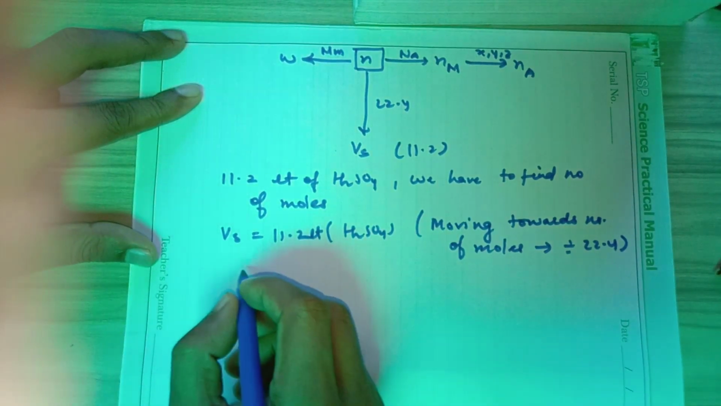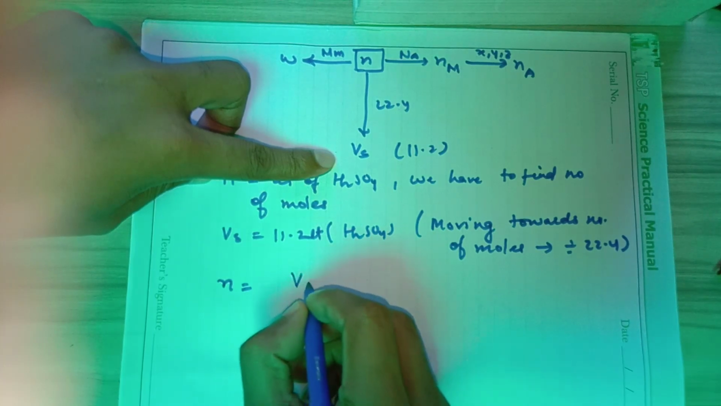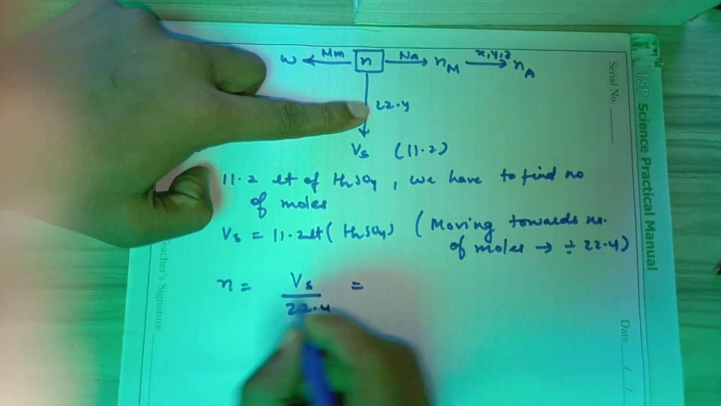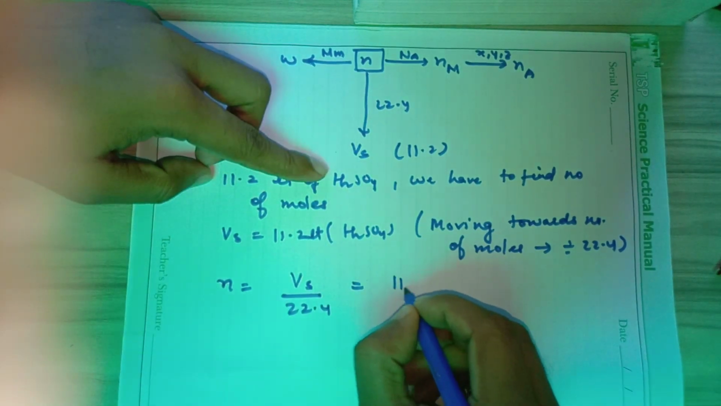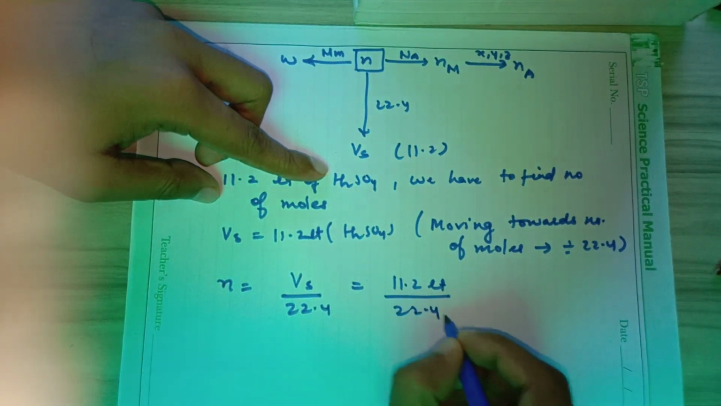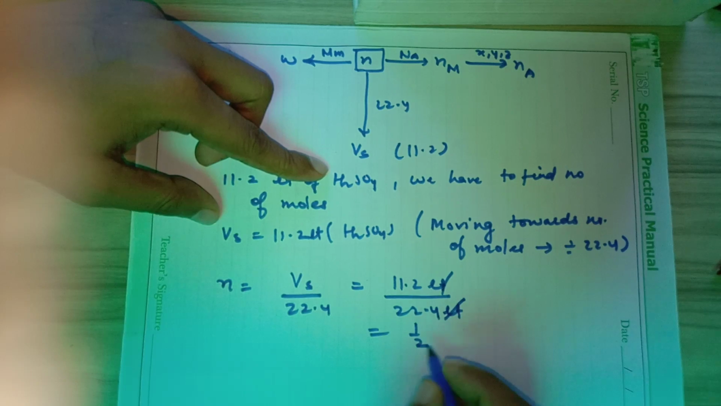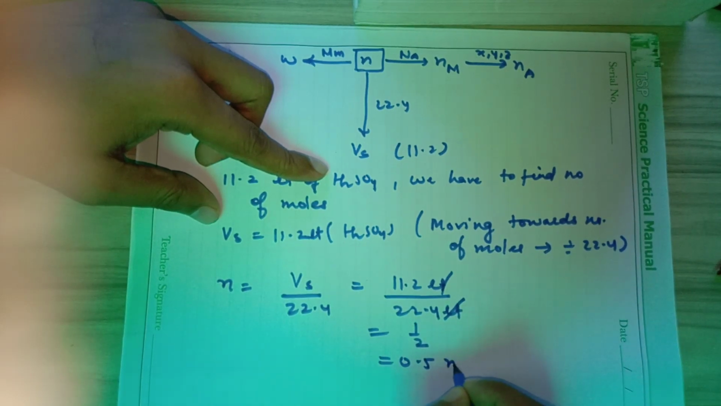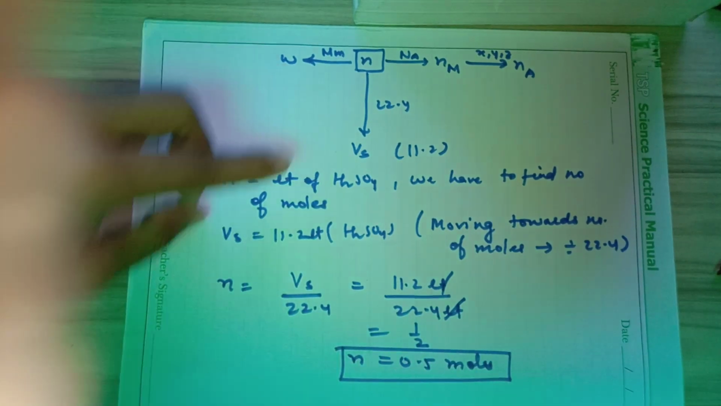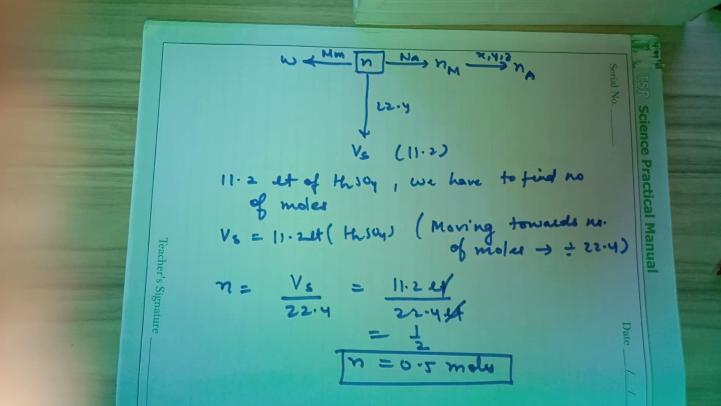22.4. So what we have to do, we have to find the number of moles, what is given is the volume of substance, and so we have to divide it by 22.4. So it will be Vs, given as 11.2 liter, and it is 22.4, that will be liter only, so it will get cancelled out, it will be 1 by 2, that is 0.5 moles. So in this way we can generate the formulas, so we can find the number of moles.